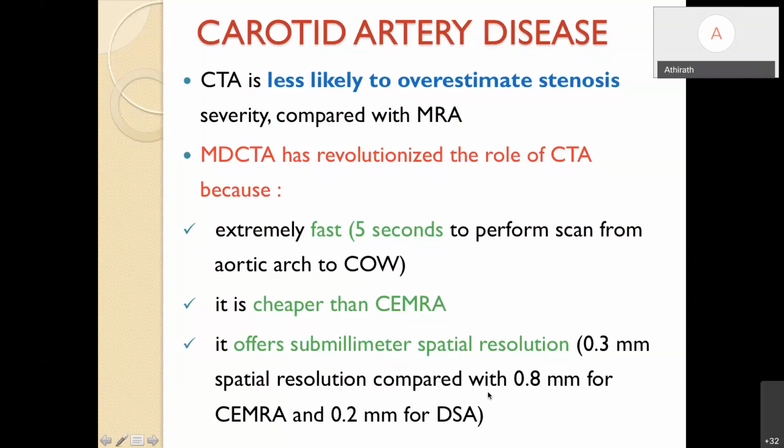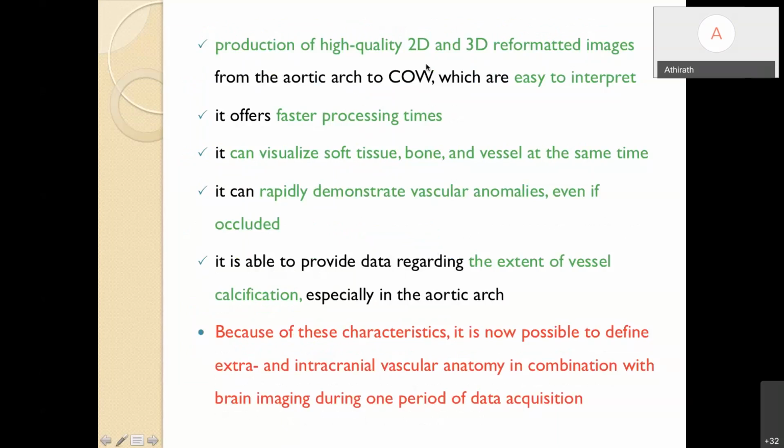It offers sub-millimeter spatial resolution, and it enables the production of high-quality reformatted images, which are quite easy to interpret when compared to MRI, and this can be done in faster processing times. It gives very good anatomical detail, as I've told you. It can also demonstrate vascular anomalies even if occluded. But the problem with MRI is that occluded vascular anomalies cannot be known. It also tells us about the extent of vessel calcification.